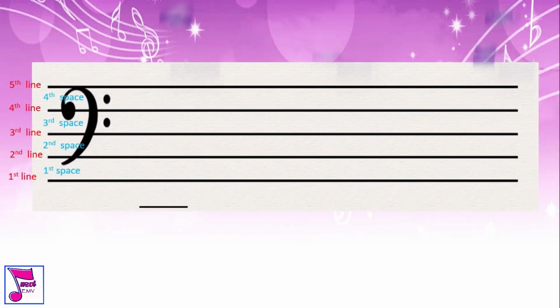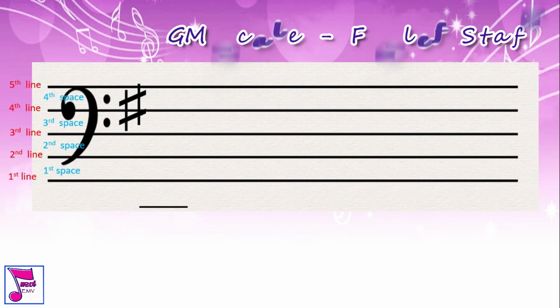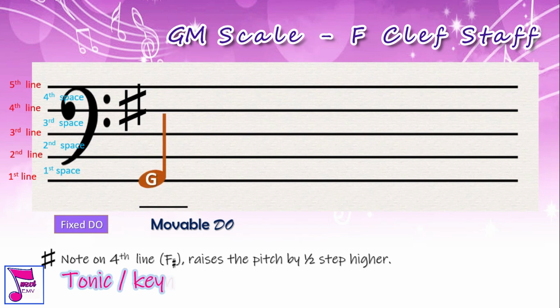Ito naman ang scale ng G major on F clef staff. Where is the sharp symbol located? Yes, on the fourth line. What does it mean? Yes, all the notes on the fourth line will raise its pitch by 1/2 above the natural pitch. Where is the tonic key located? Of course, it's located on the first line on the staff, kung saan si G or Do located.